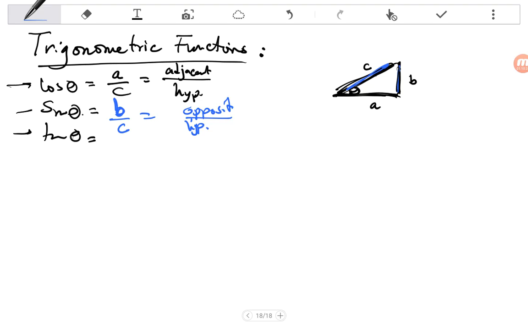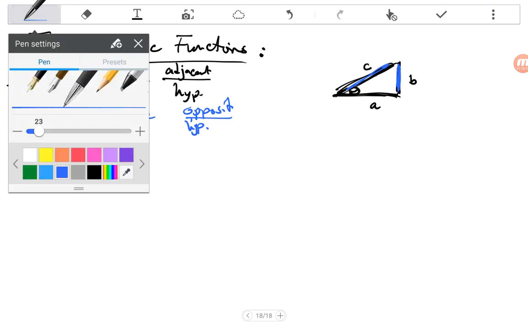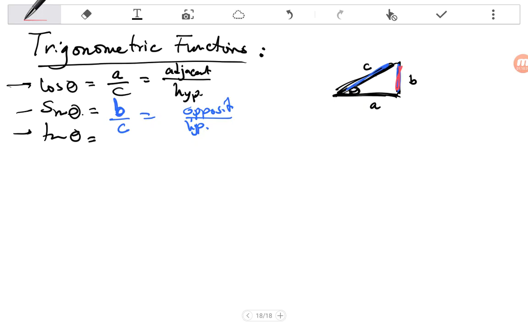What about tan theta? Tan theta is just the opposite divided by the adjacent. So that will be B divided by A. Opposite divided by adjacent. These are the main ratios.